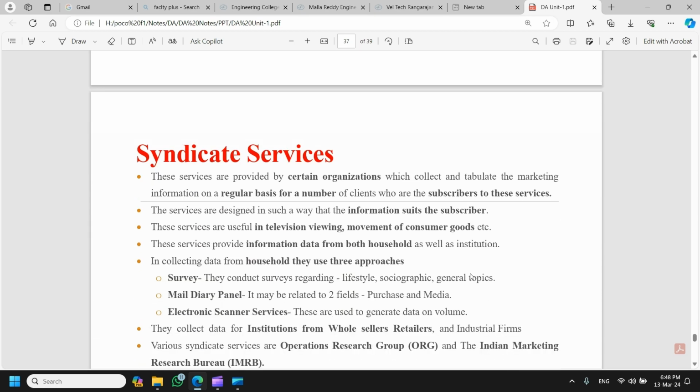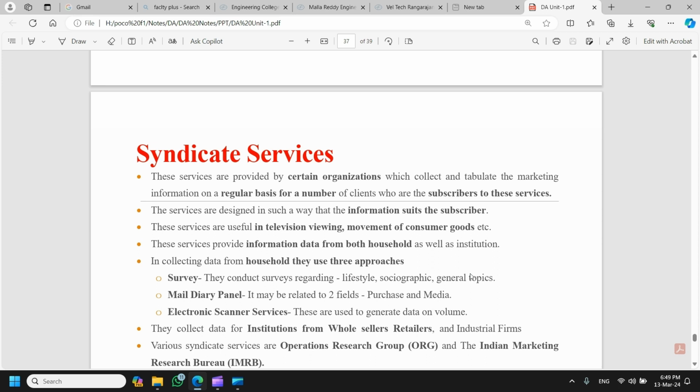Syndicate services are also available. These are services provided by certain agencies that develop marketing information on a regular basis for the number of clients who subscribe to those services. The services are useful for television viewing and the movement of consumer goods. They also provide data from households, collected through surveys, mail diary panels, and electronic scanning services.